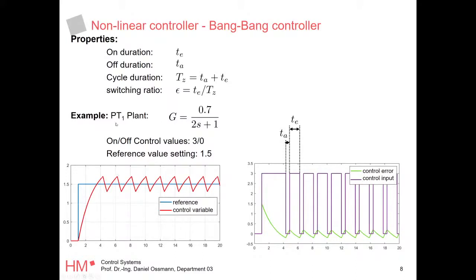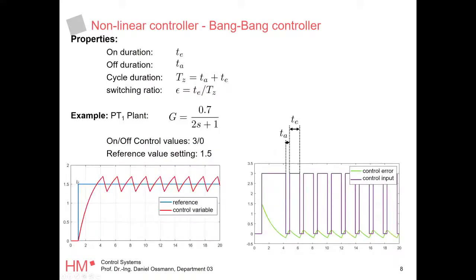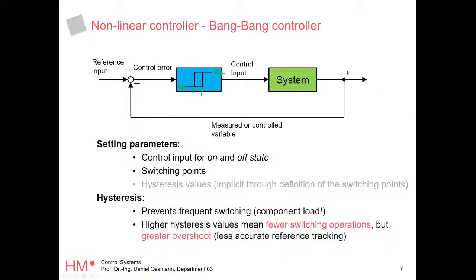Okay, so if you consider this PT1, this is just an example, right? This is a PT1 system. You have a time constant of 2 seconds. And my input is here. I want to have a reference of 1.5. So I put in here 1.5. This is the command I want to get to. And you see my variable, my output. So the red one is the system output.